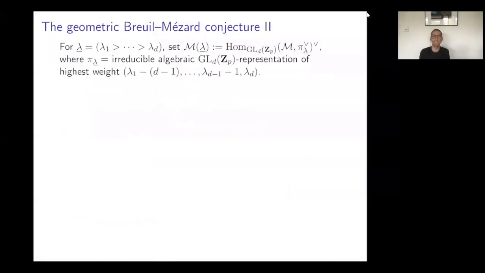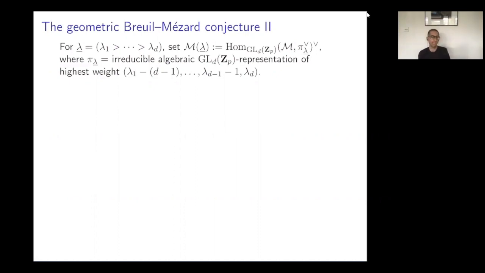Okay, so that was the weight part of Serre's conjecture. I just wanted to also say why this answers this Breuil-Mézard question. So I'm going to make a similar construction here. Given this list of distinct Hodge-Tate weights, I can form an irreducible representation with the corresponding highest weight, given by the usual shift of these weights. So for example, if the weights are 0, 1, up to d minus 1, I just look at the trivial representation and so on.